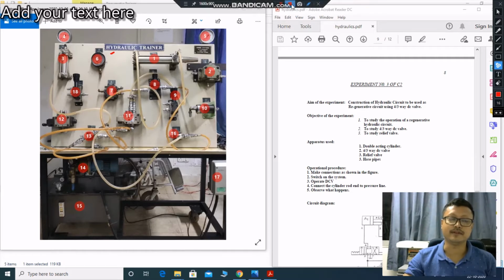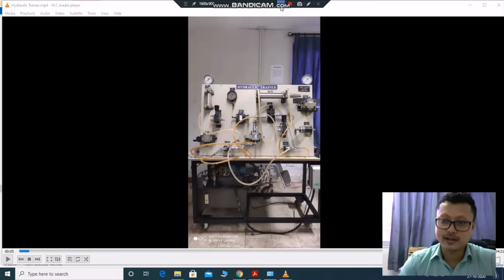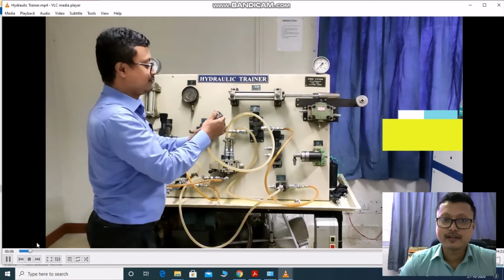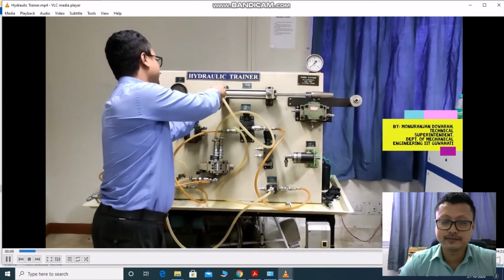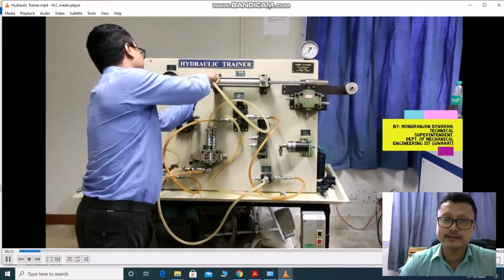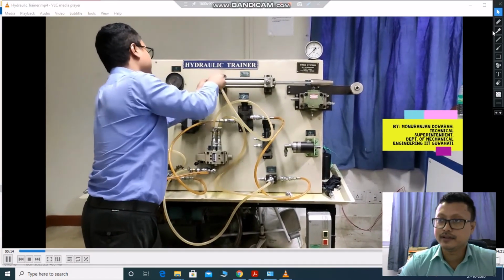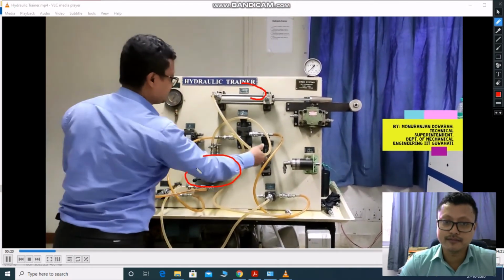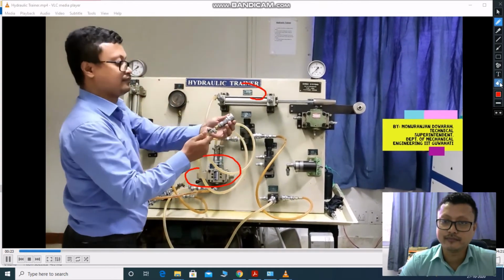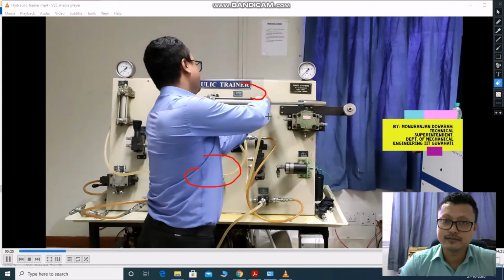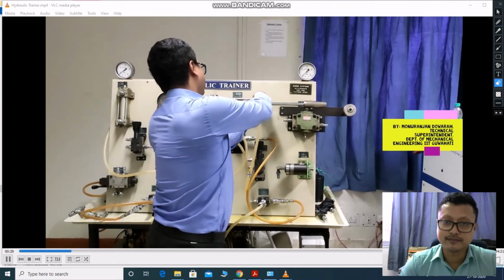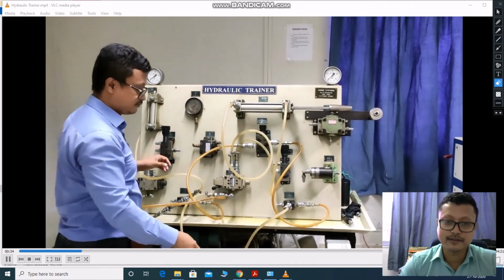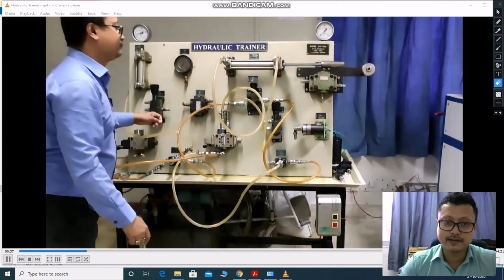Now moving on to the experiment. Now I'm going to start the experiment of the hydraulic trainer. The first experiment is the 4 by 3 directional control valve with a double acting cylinder. This is the double acting cylinder, and this is a 4 by 3 way directional control valve. According to the circuit diagram, pipes are connected. These hydraulic pipes have push fit connectors. You can directly push and get the fittings.